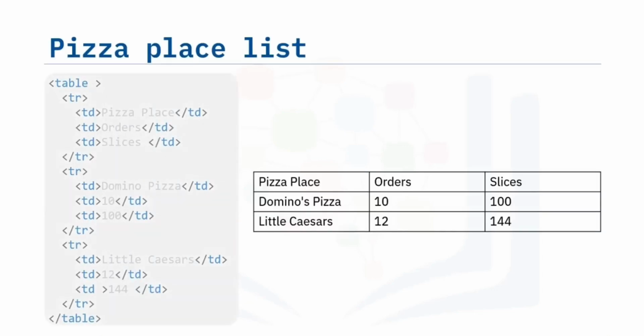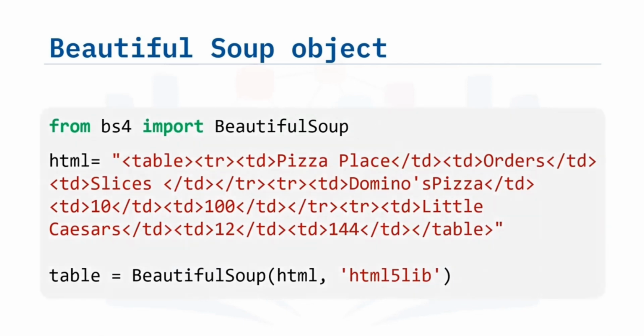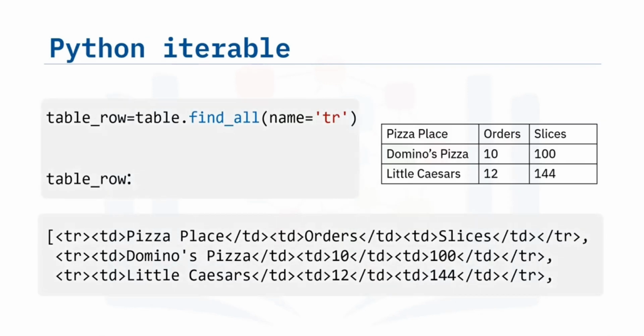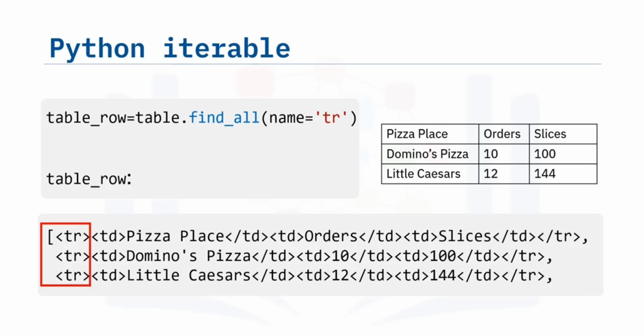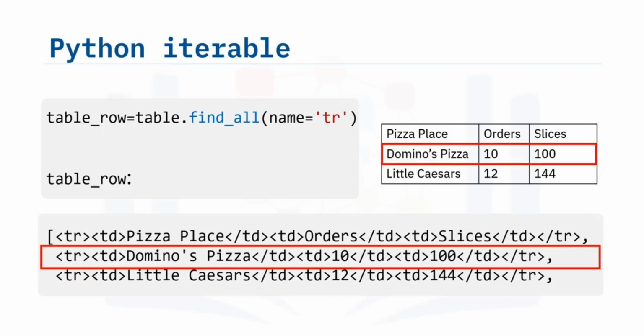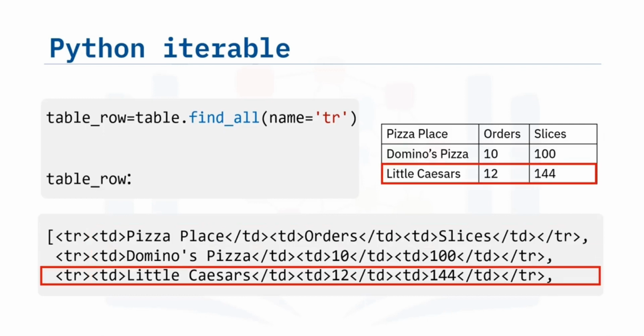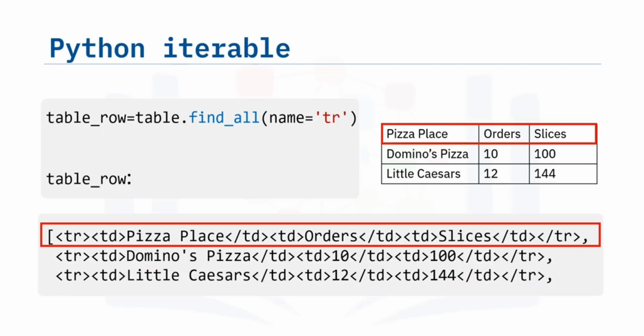Consider the list of pizza places. Like before, create a Beautiful Soup object, but this time name it table. The find_all method looks through a tag's descendants and retrieves all descendants that match your filters. Apply it to the table with the tag tr. The result is a Python iterable just like a list. Each element is a tag object for tr. This corresponds to each row in the list, including the table header.